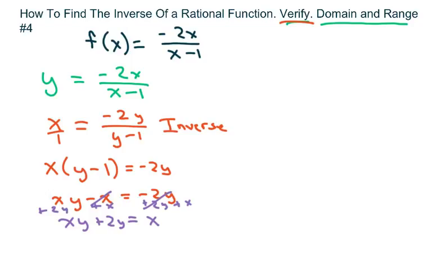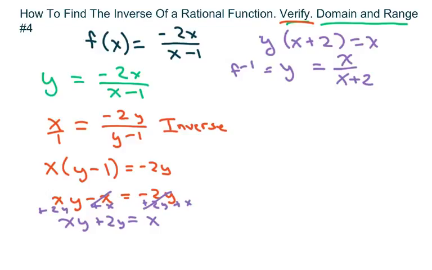Now what we're going to do is factor out the y, so you get y times x plus 2 equals x, and then you're going to divide both sides by x plus 2. And there's your inverse. All right. Make sure I did it right. Yes. Okay. Now I want to state the domain and range of both of these.